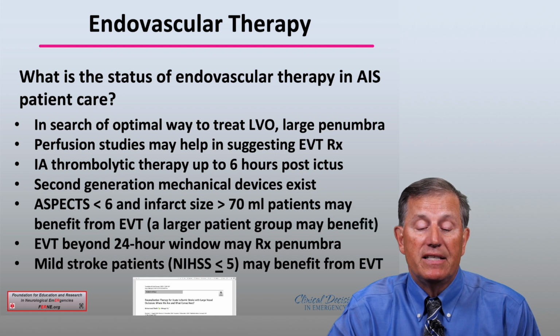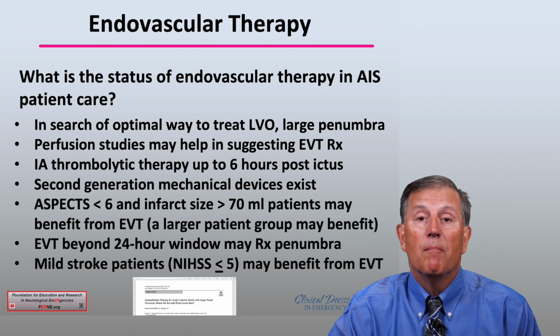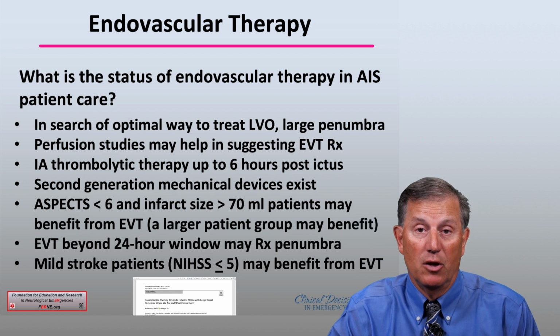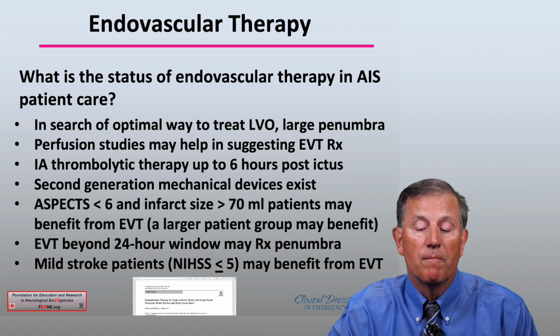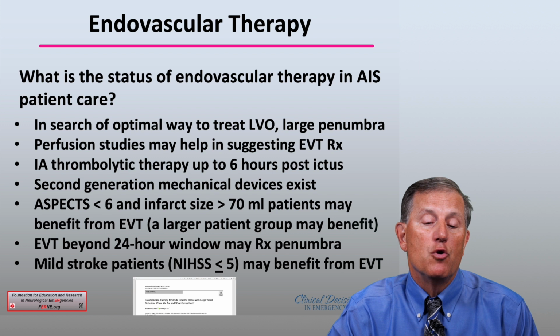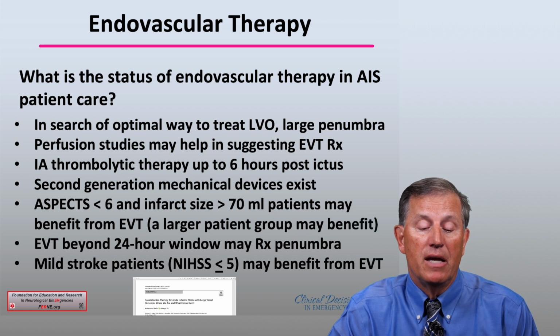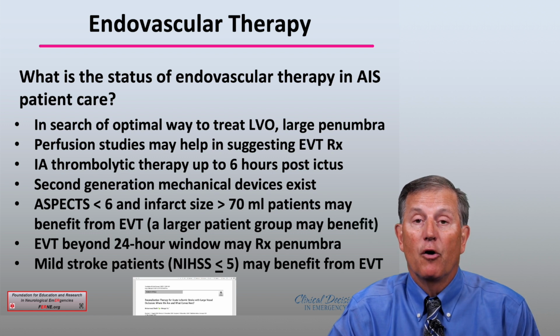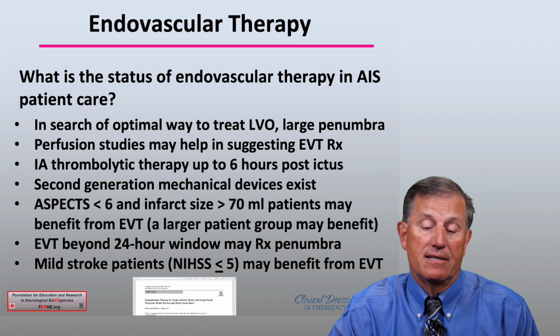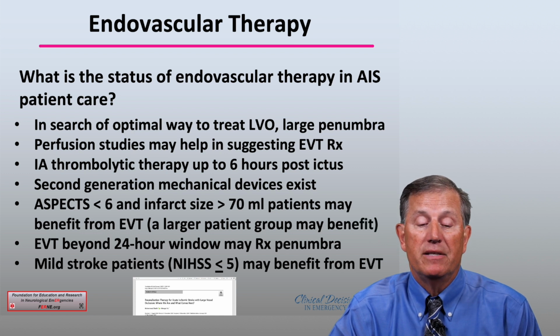We know that EVT beyond 24 hours may be beneficial in treating the ischemic penumbra, especially when considering posterior stroke. And we know that the use of endovascular therapy in mild stroke patients, those with an NIH stroke scale less than 6, may benefit from EVT.